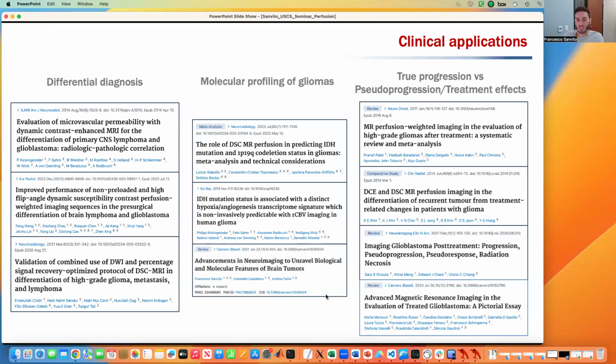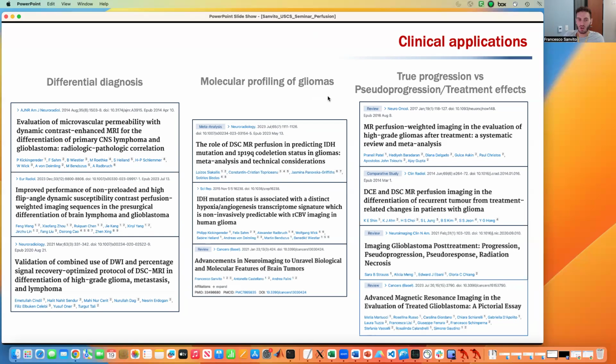Let's go to clinical applications very quickly. Differential diagnosis is an area of clinical application of perfusion. It means let's try to understand if a certain brain lesion is a tumor and what type of tumor. Is it a glioma, is it a lymphoma, or meningioma, or something else?